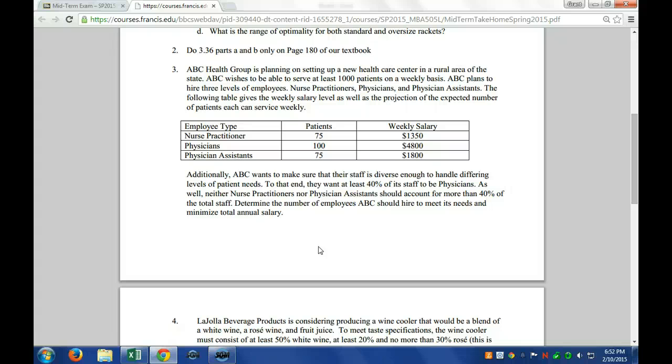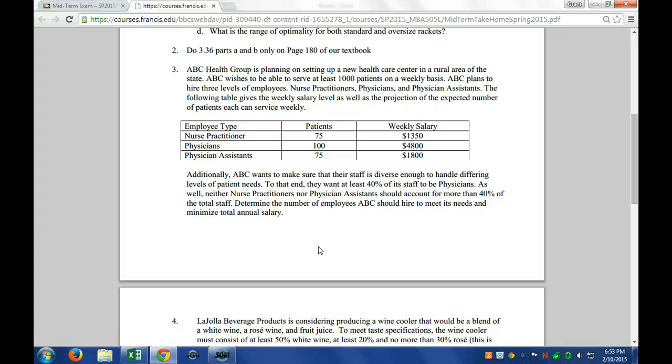It's a staffing model. ABC Health Group is setting up a new healthcare center in a rural area and is trying to decide how many nurse practitioners, physicians, and physician assistants they can hire. Each has a weekly salary, so that's a budget I have. Each can serve so many patients. You see here that I want at least 40% of my staff to be physicians. What do you think I'm going to need for that?